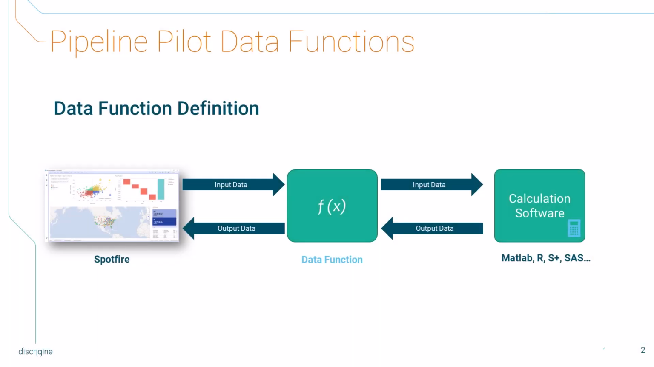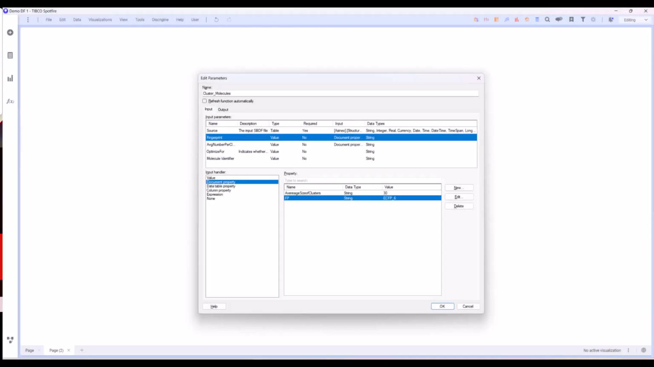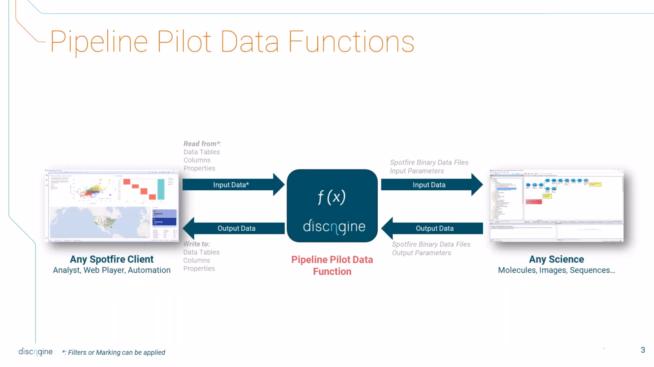Let's start by defining what TIBCO Spotfire data functions are. Data functions have been designed to integrate external software for data retrieval and processing and are used by TIBCO to integrate with R, Python, SAS, Matlab or S+. The data function concept can be extended with the public API and comes with standardized integration mechanisms and user interfaces.